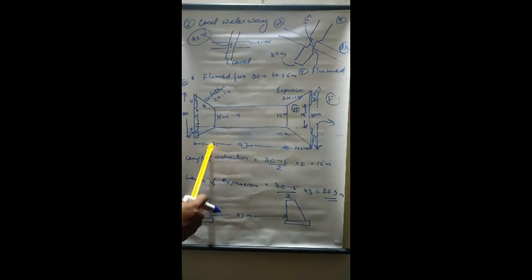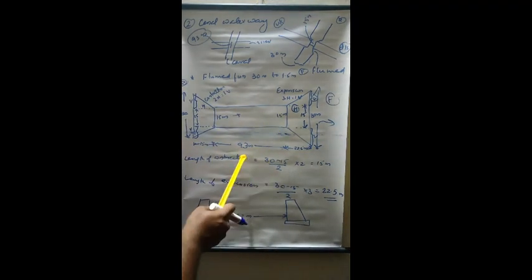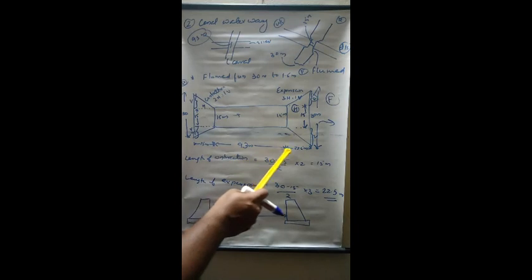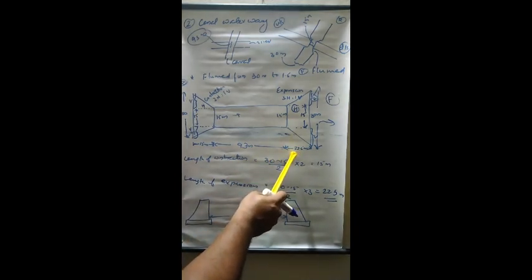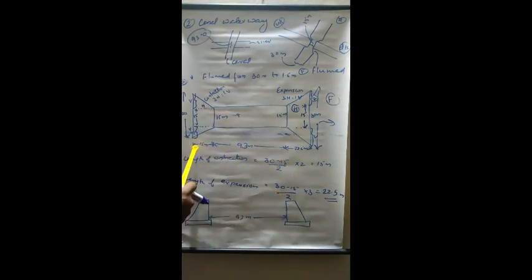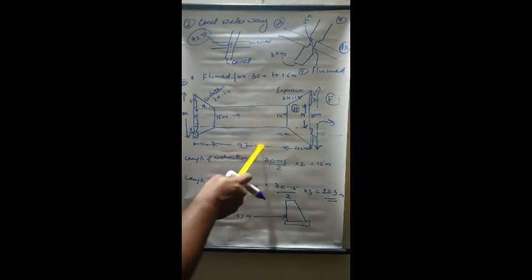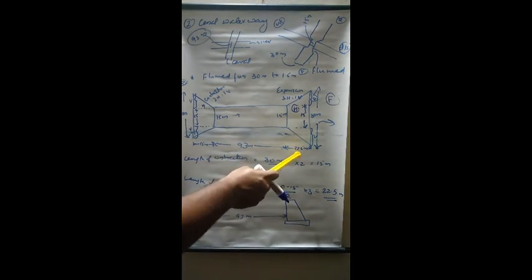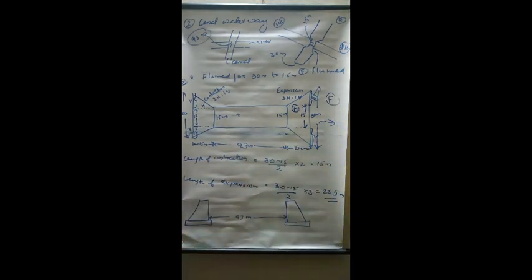So the contraction length is 15 meter. The length of the waterway is 93 meter. And the expansion length is 22.5 meter.